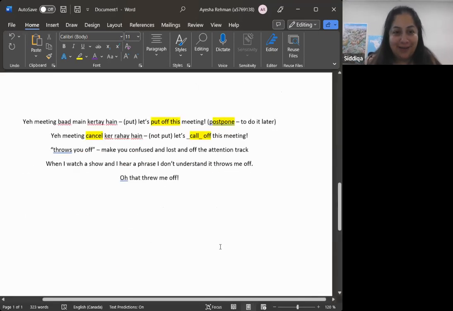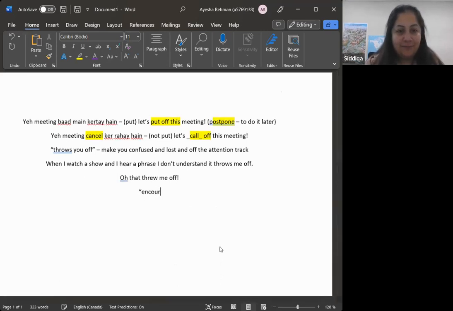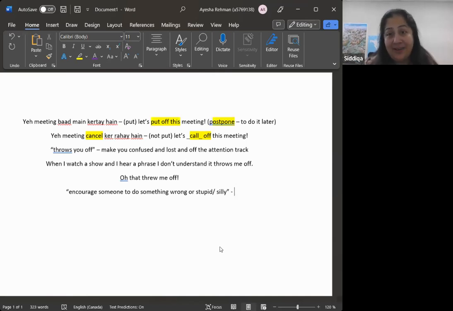No idea how to do this in Urdu, so I'm going to give you an English one. To encourage someone to do something wrong or even stupid, silly. So sometimes this happens in school, in universities, you're playing around and you're encouraging your friend to do something really, really silly. It could be anywhere in life, actually, not only in school and university, when people encourage you, misguide you to do something that they already know is wrong or stupid or just silly or nonsensical. It's also with put. What do we say?